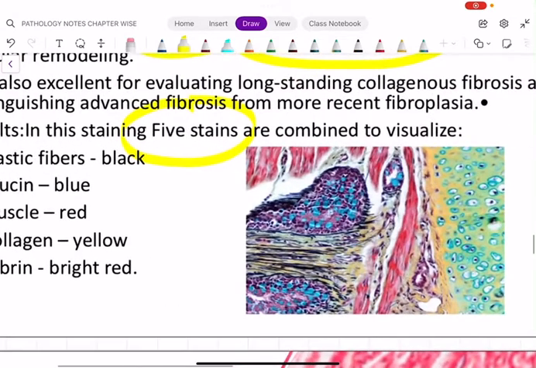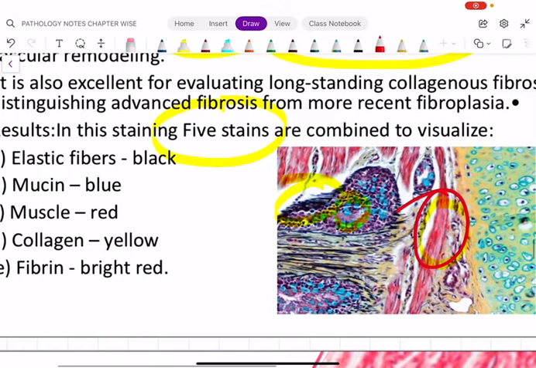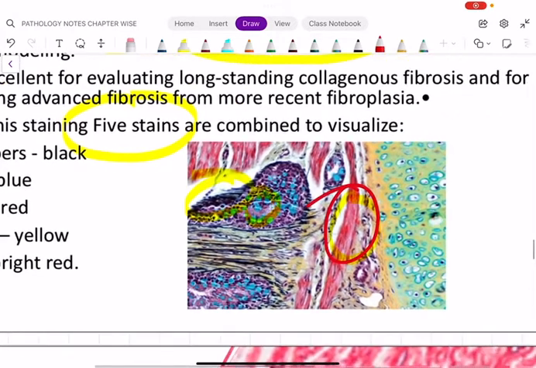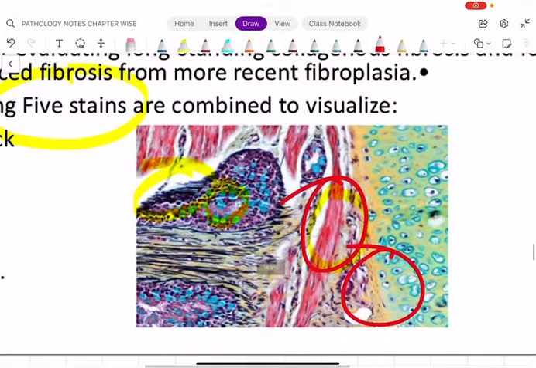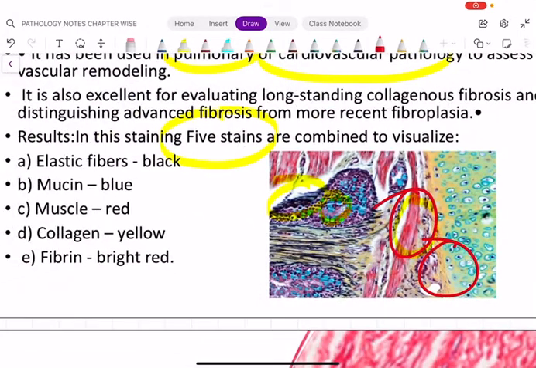See, as you can focus on this picture, here you can see black colors. These black colors are elastic fibers. And you can see some blue colors. Blue means what? Of course, mucin. Very good. And you can see the muscles which are red in color. And we have collagen, which is yellow in color, and we have fibrin which is bright red in color. So this is why it is called Movat pentachrome.